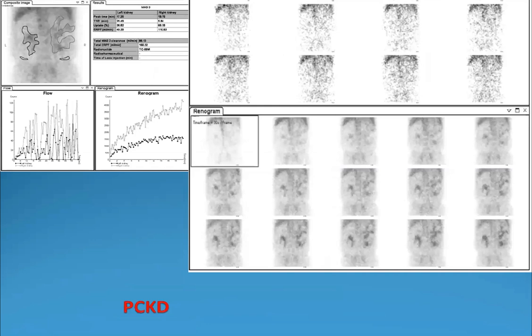Another case of congenital anomaly, this is polycystic kidney, where both kidneys appear here enlarged with multiple photopenic areas, as you see, with increased background activity. As we know, polycystic kidney disease at the age of 50 must end by chronic renal failure.